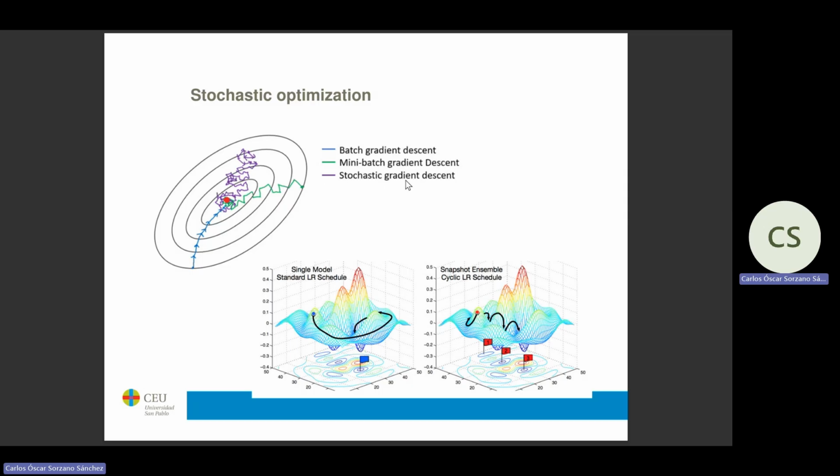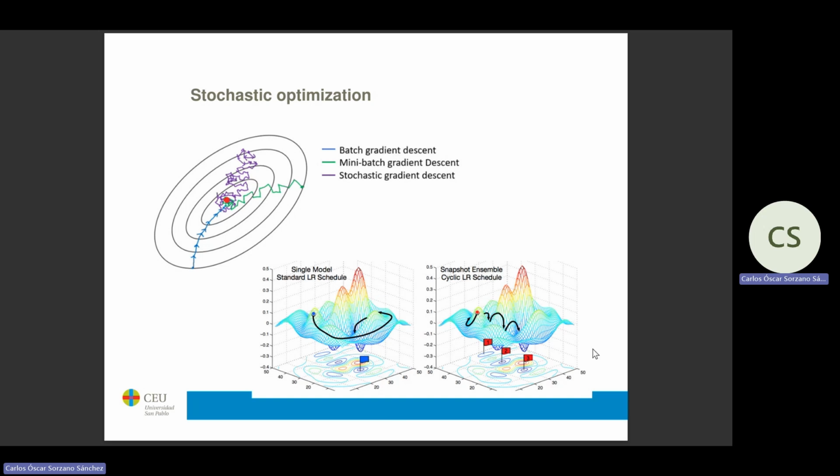So you can do this stochastic gradient descent that is even more random. But the key here is that, in general, the trajectory goes towards the minimum. So even if the single step is noisy, the general trajectory goes towards the right place.